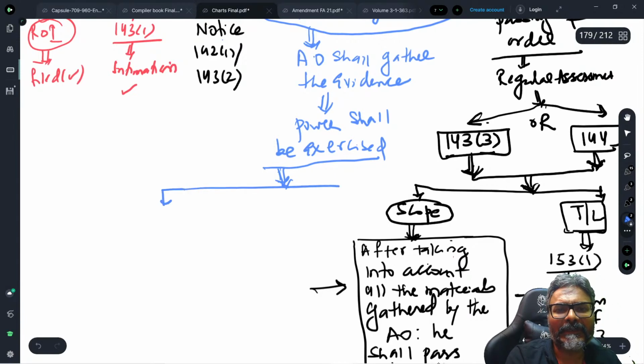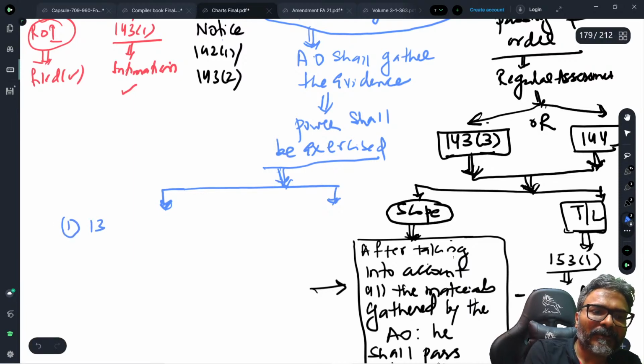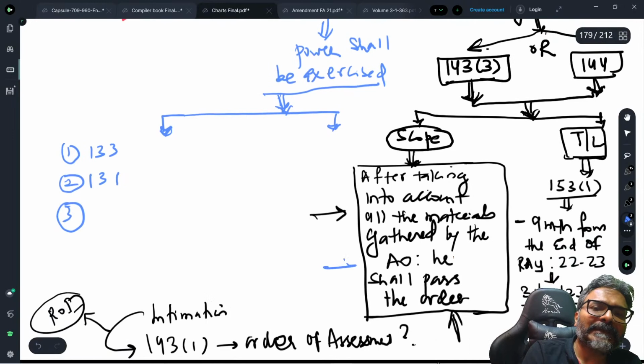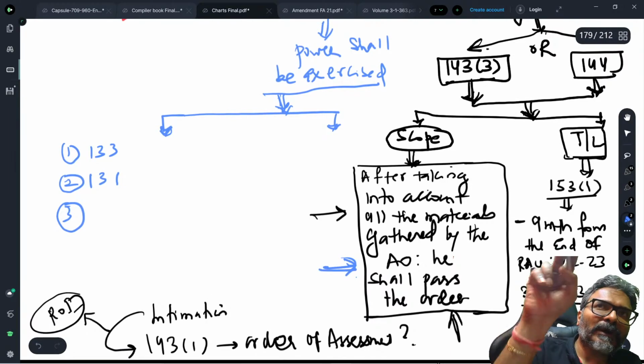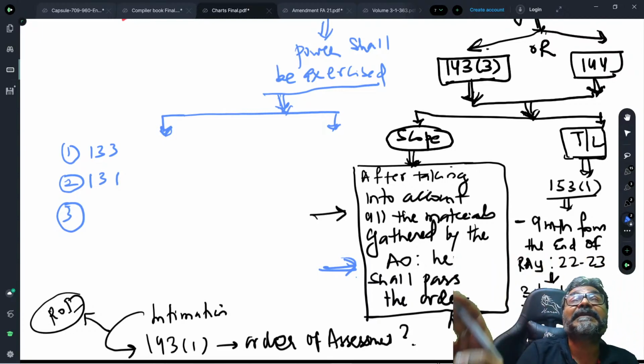Now if you all will see what are the sections, students, that are there, the sections in which the power will be exercised to gather the evidence. Students, I'm just creating a sequence for all of you. 133. These are the sections where the AO is going to exercise the power, and based on that, he is going to gather the evidence or the material, and based on the material, he is going to pass the order. So the order is not on the basis of ROI. The ROI is on the basis of the material which is gathered by the AO.